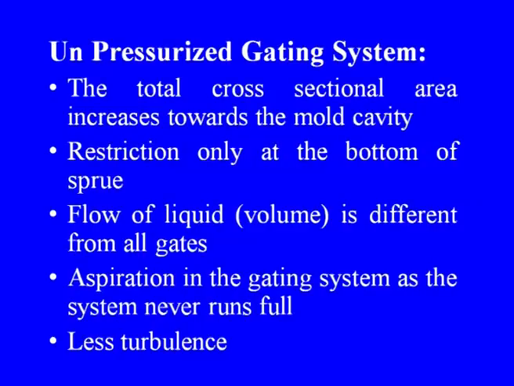Because of the restrictions, the metal flows at high velocity, leading to more turbulence and chances of mold erosion. In an unpressurized gating system, on the other hand, the total cross sectional area increases towards the mold cavity. Restriction is given only at the bottom of the sprue. The flow of liquid is different from all gates. As the system never runs full, there is less chance of turbulence.